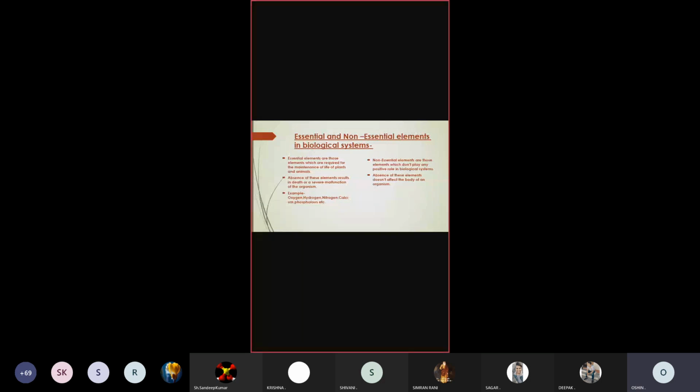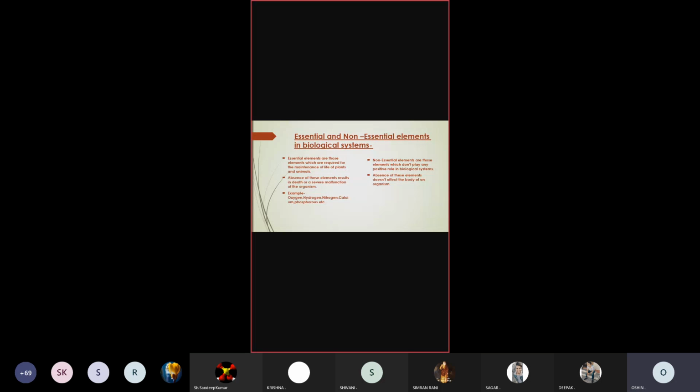So we shall now discuss the first section, that is, the classification of elements on the basis of their relative importance. Elements are classified as essential and non-essential elements. Essential elements are those elements whose absence might result in death or severe malfunction of the body of the organism. Therefore, they are considered essential. Examples of essential elements are oxygen, hydrogen, nitrogen, calcium, phosphorus, etc.